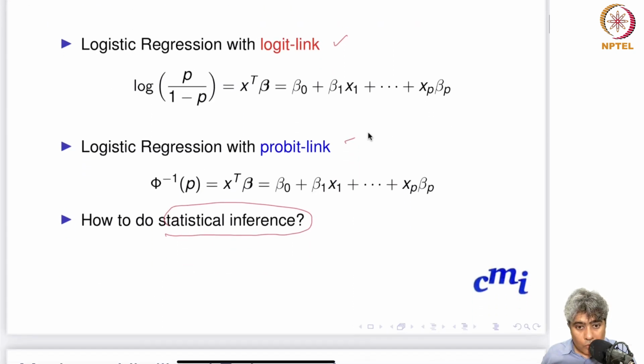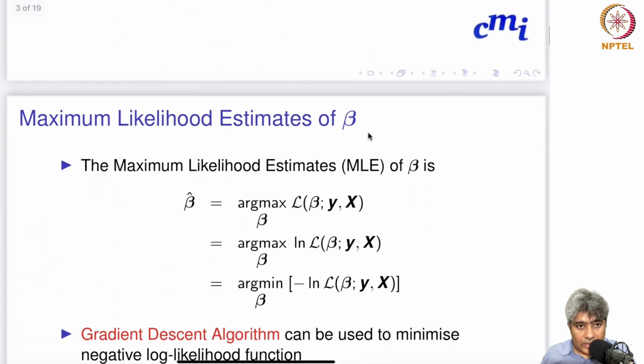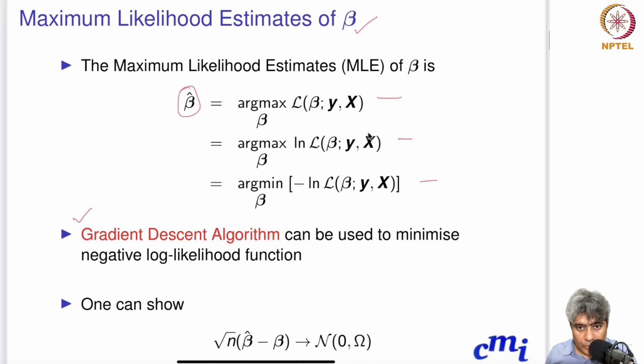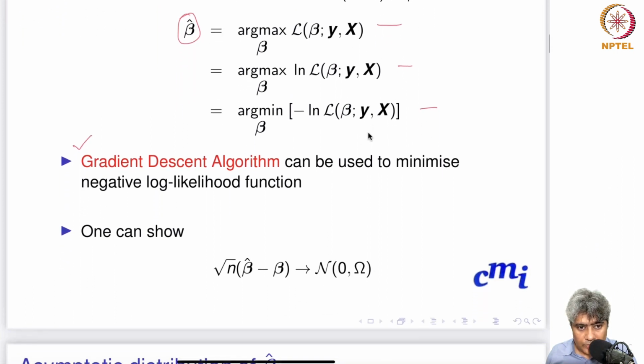We then discussed the maximum likelihood estimate of beta. How can you compute that? We discussed the likelihood function, maximizing the likelihood function, maximizing the log likelihood function, and minimizing the negative log likelihood function. All of them give me the maximum likelihood estimates. One can use gradient descent algorithms to optimize the likelihood function.